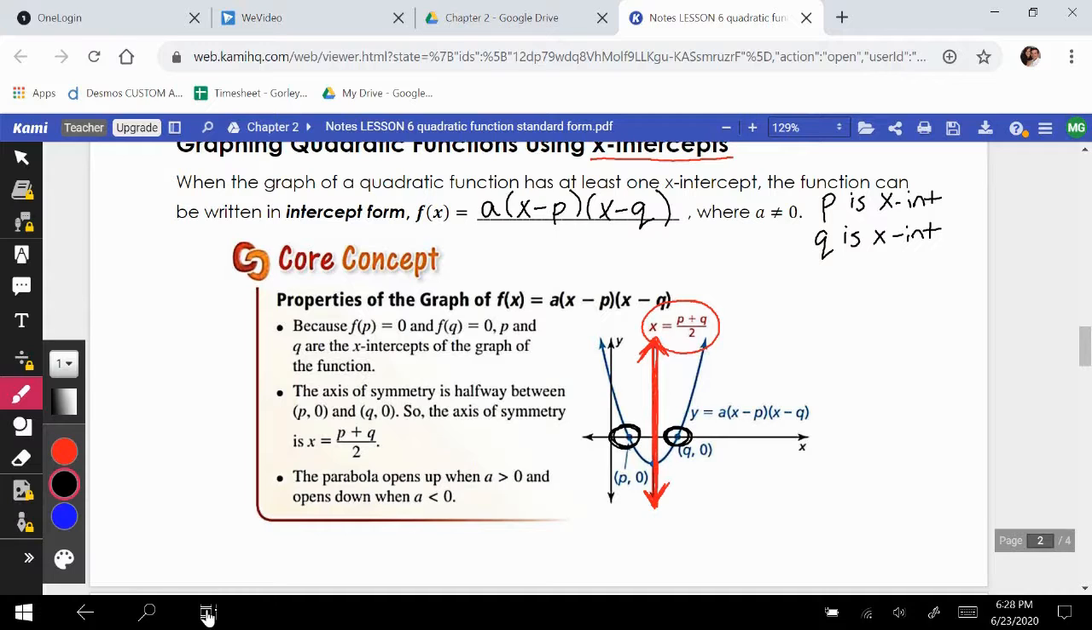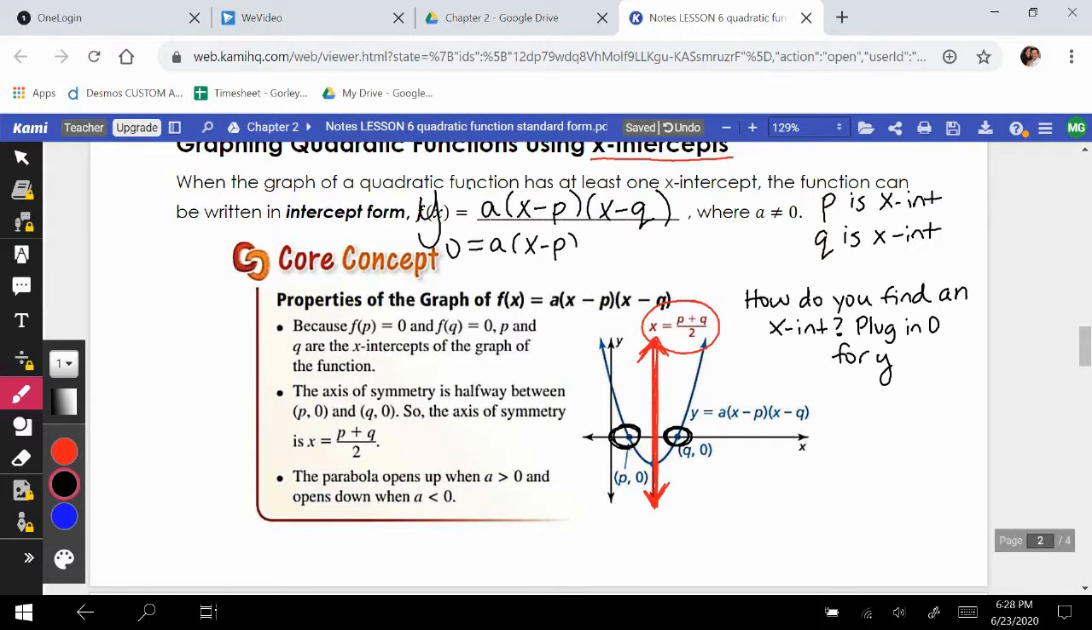Let's take a second and talk about why p and q represent the x-intercepts. Answer this question for me. How do you find an x-intercept? What do you do? You plug in 0 for y, right? So let's imagine doing that. I'm going to take this y equals equation and I'm going to plug in 0 for y. We would end up with 0 equals a(x - p)(x - q).